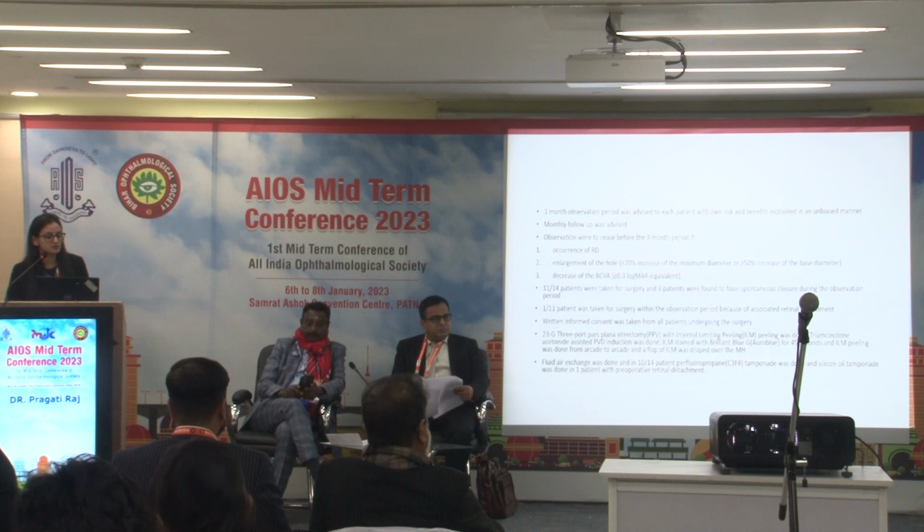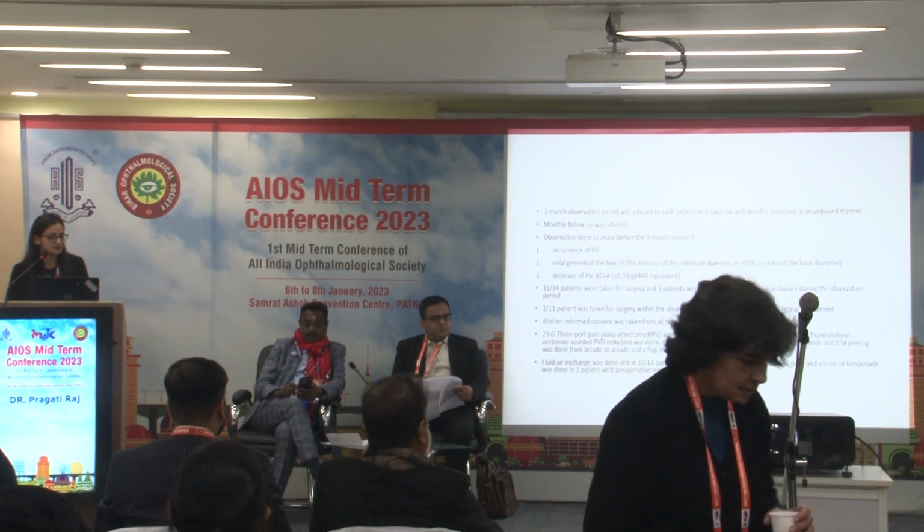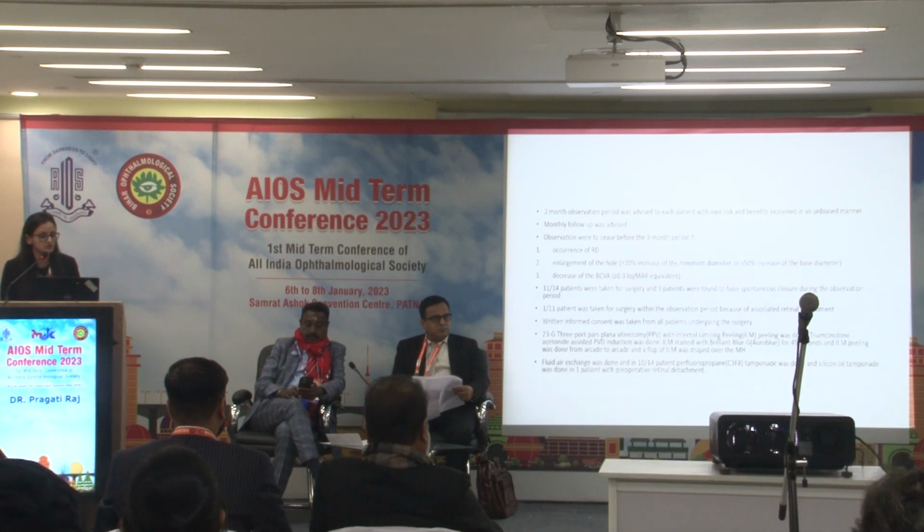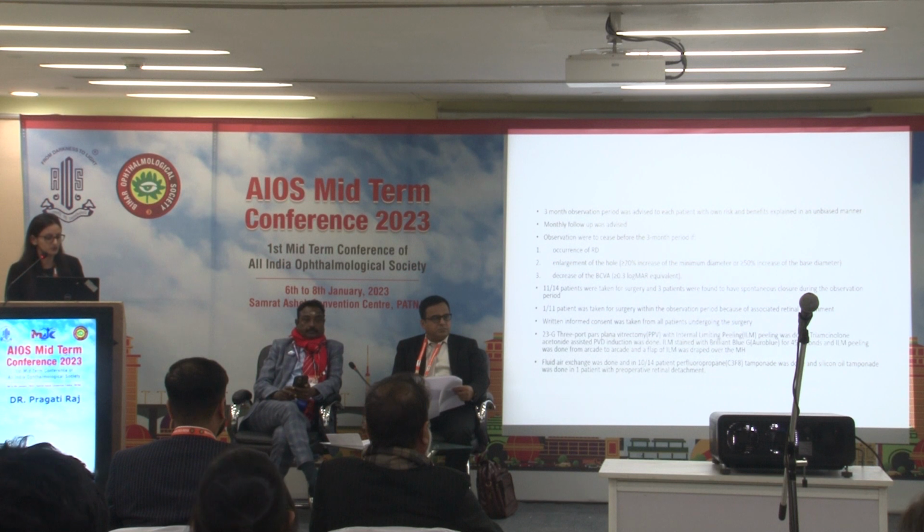A 3-month observation period was advised to each patient, with risks and benefits explained in an unbiased manner, and a monthly follow-up was advised. Observation was to see if there was any occurrence of RD, enlargement of hole or decrease in BCVA. 11 out of 14 patients were taken for surgery and 3 were found to have spontaneous closure within the observation period, and 1 was taken for surgery within the observation period because of retinal detachment.